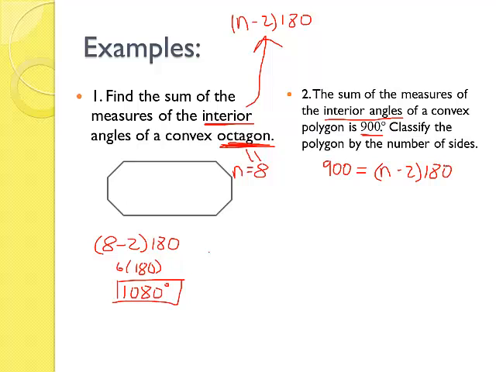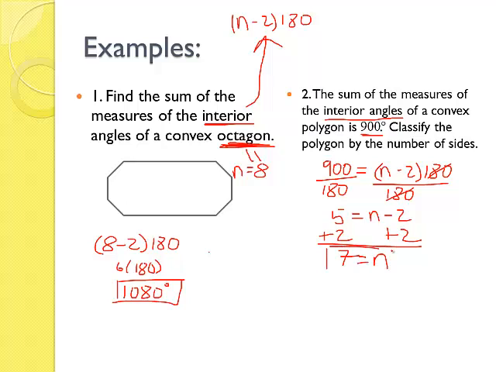Now there's a couple different ways of doing this. Some people like to distribute the 180 degrees to get rid of the parentheses and then solve it algebraically like that. Me personally, I like to divide by 180 degrees. Once you do that, you get 5 equals n minus 2. Add 2, and you get 7. It's the number of sides. Now in terms of the name of it, it says classify by the number of sides. The number of sides is 7, so that means we call it a heptagon.